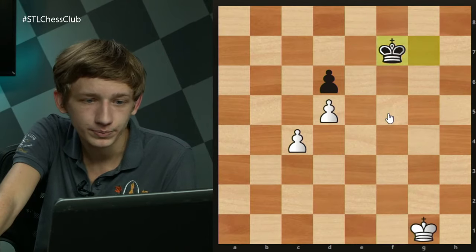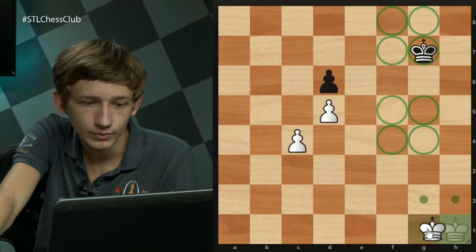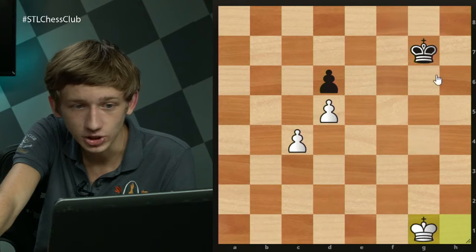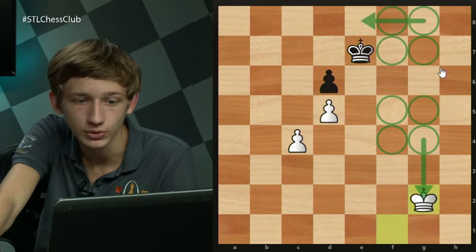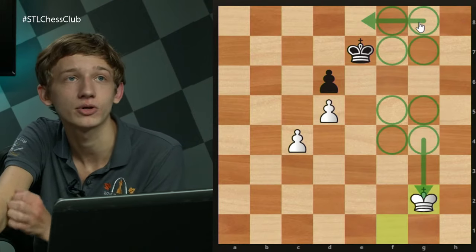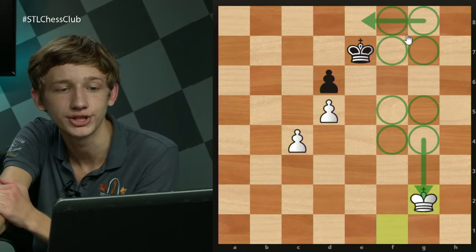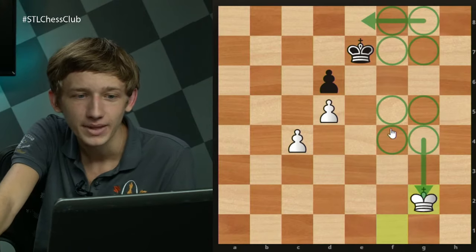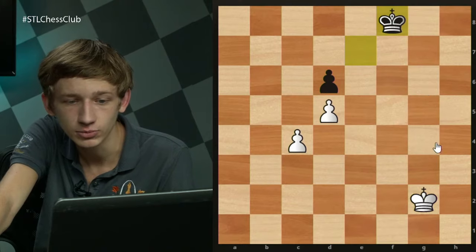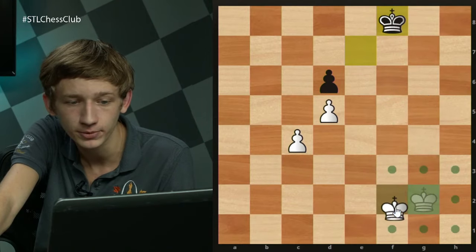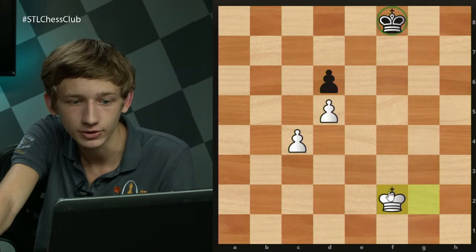So the correct answer is king g1, king f7, king f1, king e7, king g2, when black cannot step to the corresponding square on g8. Okay? And then if black steps back to f8, white to move and win. Of course, we don't step up. We step to f2, staying on the corresponding square.